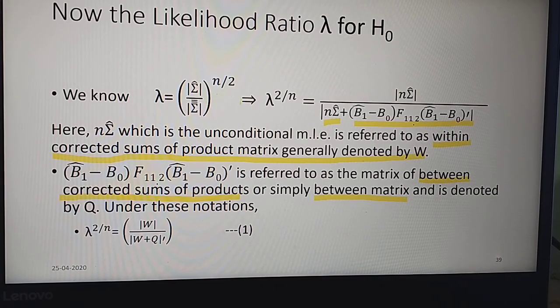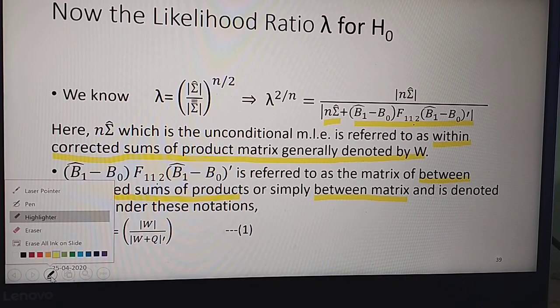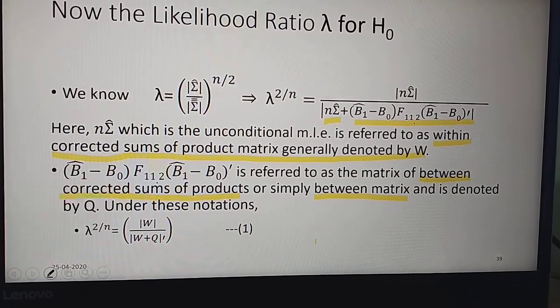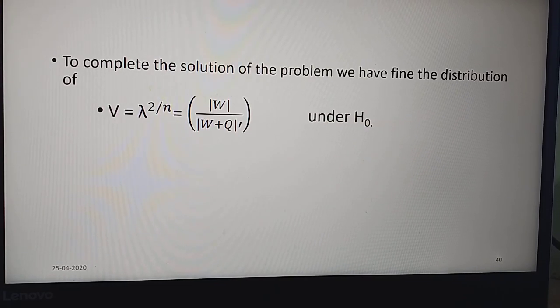So from this equation, now with the new notation, in the numerator will be determinant W. In the denominator will be determinant W plus Q prime. Here it is the prime, Q prime. So the prime should be inside. There is some mistake. This is only Q prime only. You correct it.